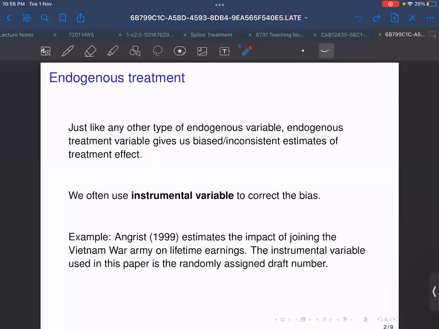The treatment variable, which is whether you join the army or not, is going to be endogenous, because there are so many variables that determine why some person joins the army or not, and some of these variables are not observable. Unfortunately, these unobservable variables can also have an impact on their lifetime earnings. So there is this endogeneity issue, and we can use an instrumental variable in this case. In his paper, he used the randomly assigned draft number as the instrumental variable.